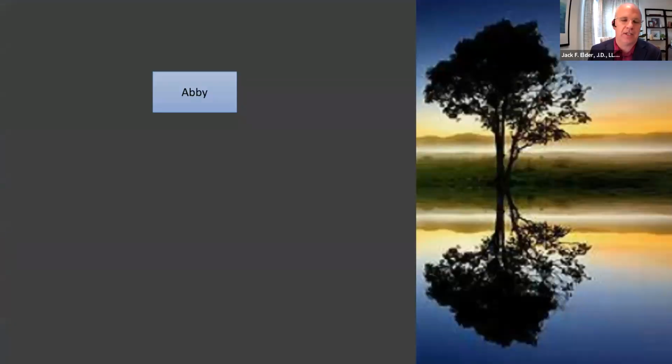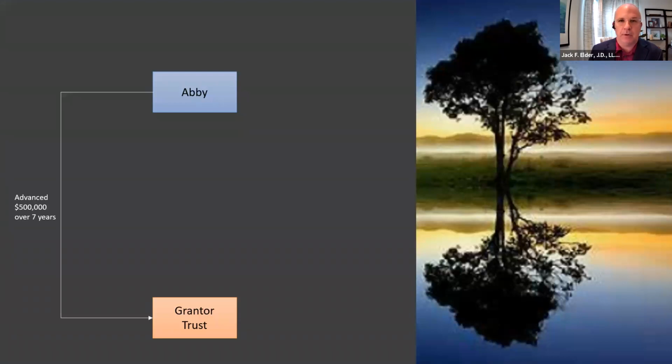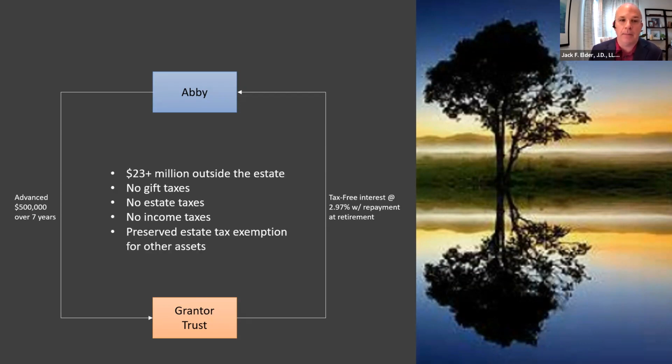So let's look at her transaction the way we looked at split dollar in general. You have Abby. She sets up a trust. Actually, she already had it. She advances premiums to that trust, $500,000 a year for 7 years. Her tax-free interest payments are at a fixed rate of 2.97%, with repayment coming at her retirement. We are following all the steps that the IRS has laid out for us. And what do we accomplish?